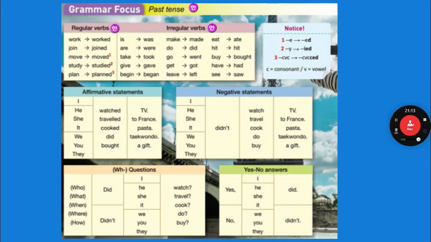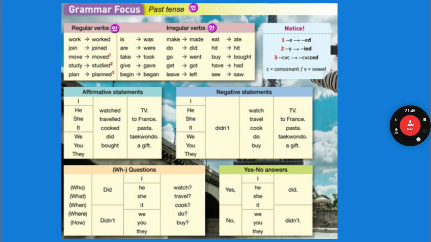Affirmative statements. I watched TV. She traveled to France. We cooked pasta. You did taekwondo. They bought a gift. And negative ones. I didn't watch TV. She didn't travel to France. We didn't cook pasta. You didn't do taekwondo. And they didn't buy a gift.